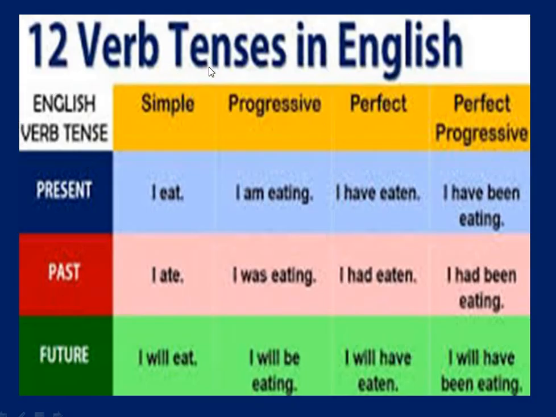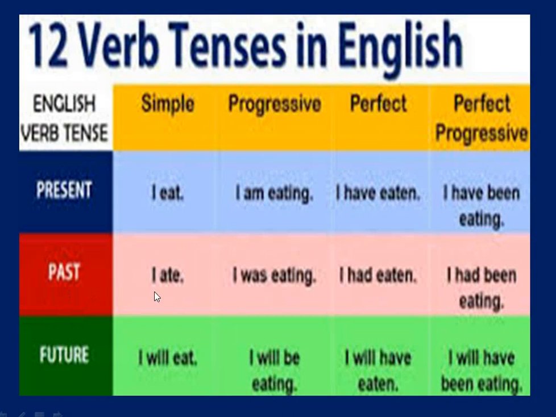You can see the 12 verb tenses in English are as follows: simple, progressive, perfect, perfect progressive. These sentences will help you to frame sentences in an easier way. In present, I eat. In progressive, I am eating. In present perfect, I have eaten. And present perfect progressive is I have been eating. It is continuous, है ना?